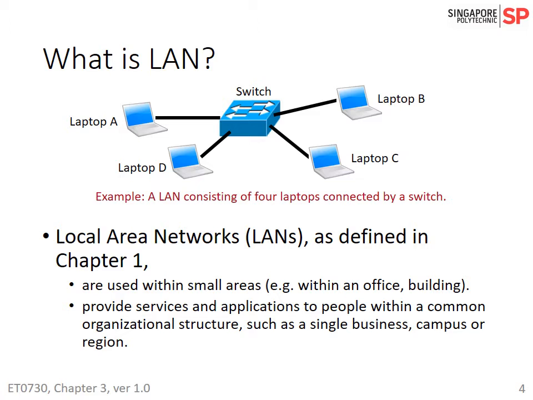So a local area network is normally used to provide services and applications to people within the same organization, like a small business, a small campus, a home, and so on. In lab 2, if you remember, we used a switch to connect different PCs. We realized that PCs in the same network are able to talk to each other when using a switch, and PCs in different networks will not be able to talk to each other if they are connected to a switch. So local network also sometimes refers to PCs that are in the same network.